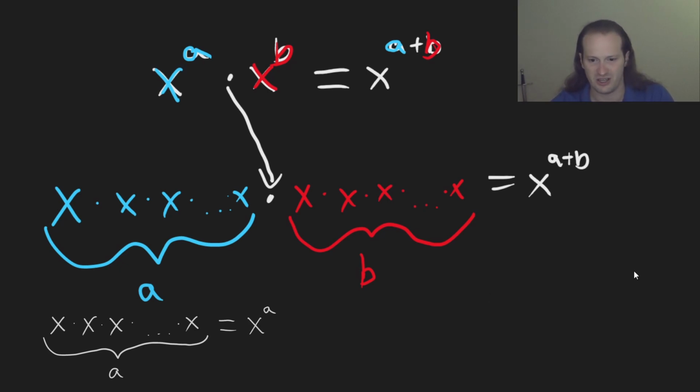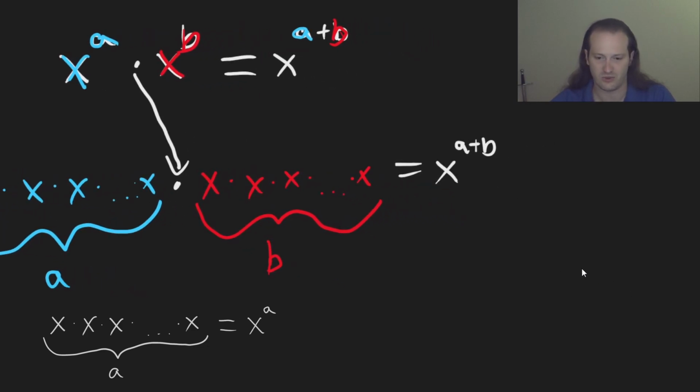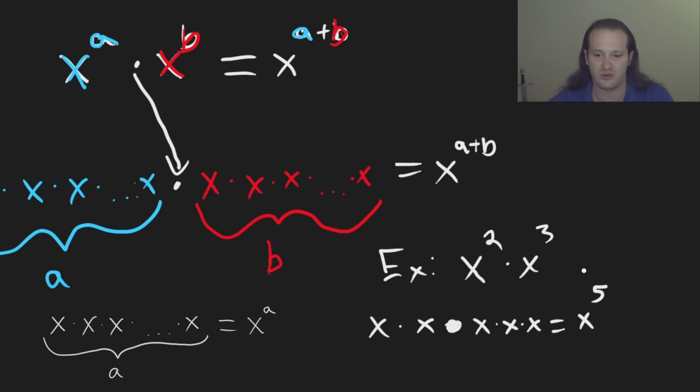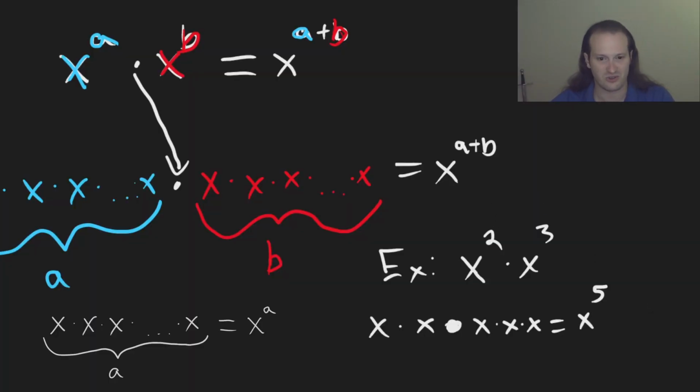I can do an example to prove what's going on here. For an example, we have x to the 2 times x to the 3. X times x is x squared, and then x times x times x. Well, that's 5 x's multiplied together, so that's x to the 5th, and you can see that 2 plus 3 equals 5. Boom!